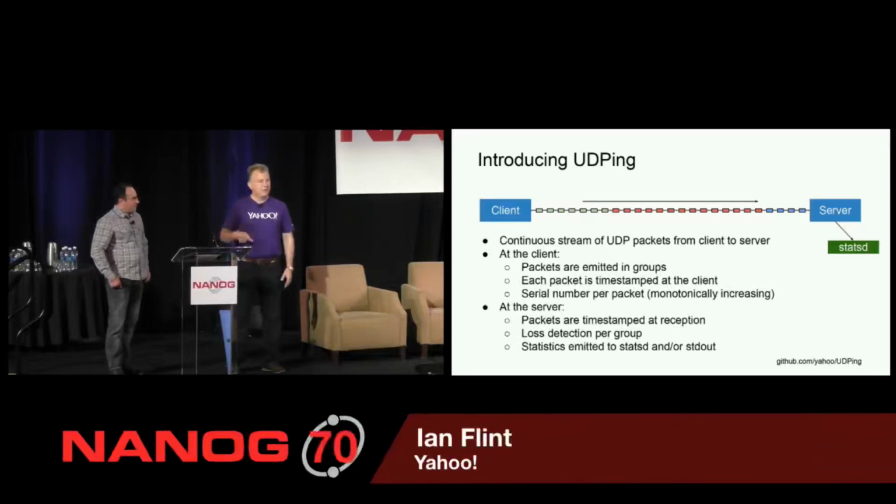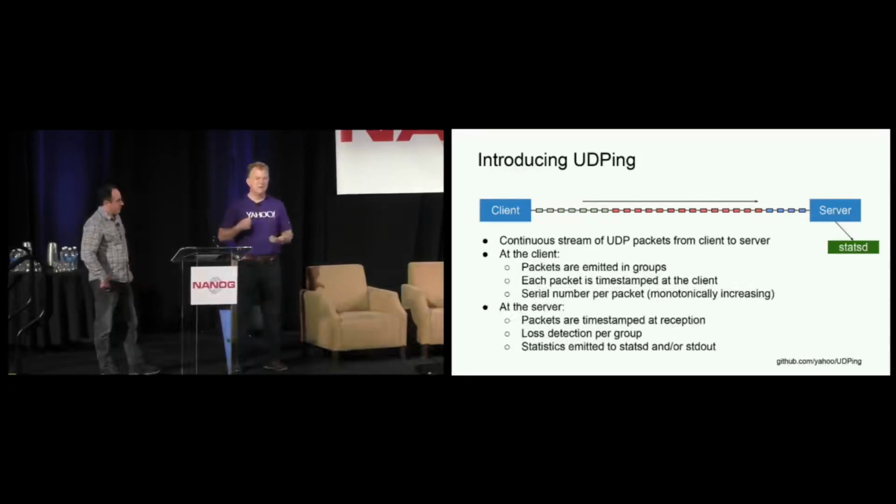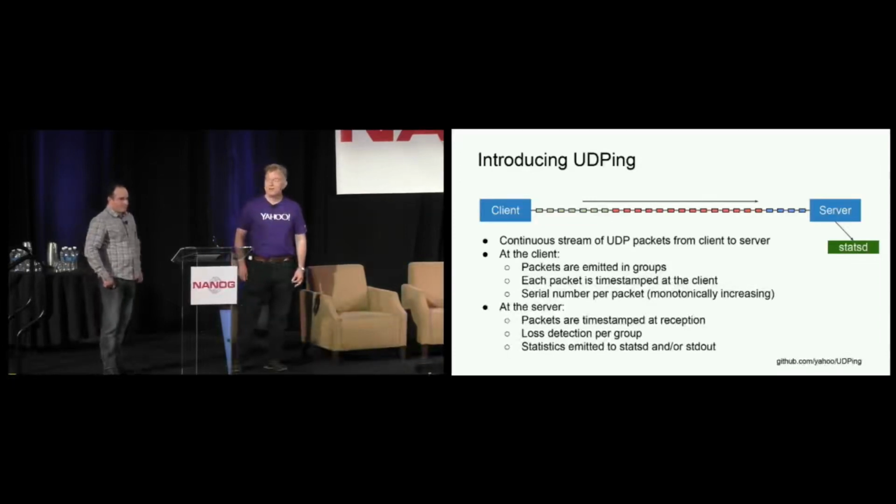And we put a serial number on every packet, which is a monotonically increasing serial number, so that we can detect packet loss by taking the difference between the last packet in a group and the first packet in a group and comparing that to the number of packets we received. So if the first and last packets are 20 packets apart and we received 19, we know we lost a packet. On the server side, we've got a server that receives the packets, timestamps them as they come in, does the loss detection, and then emits statistics to either statsd or standard out.